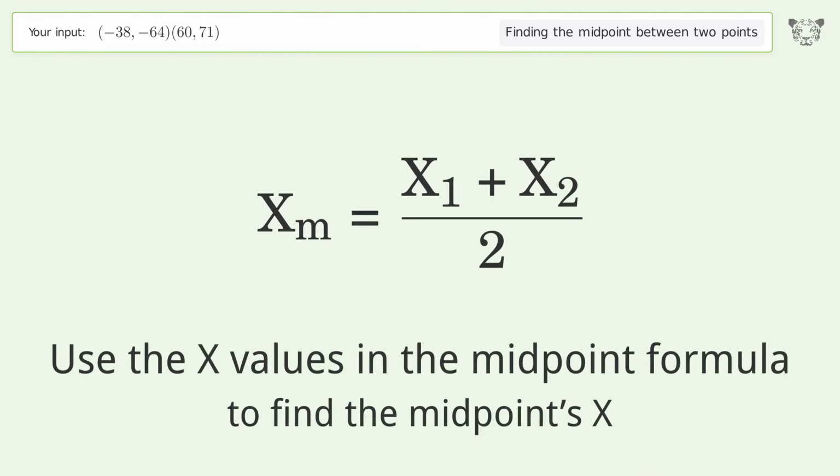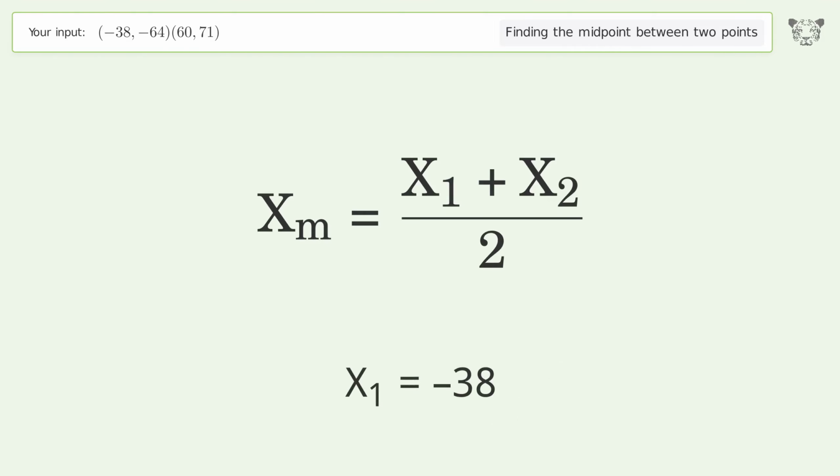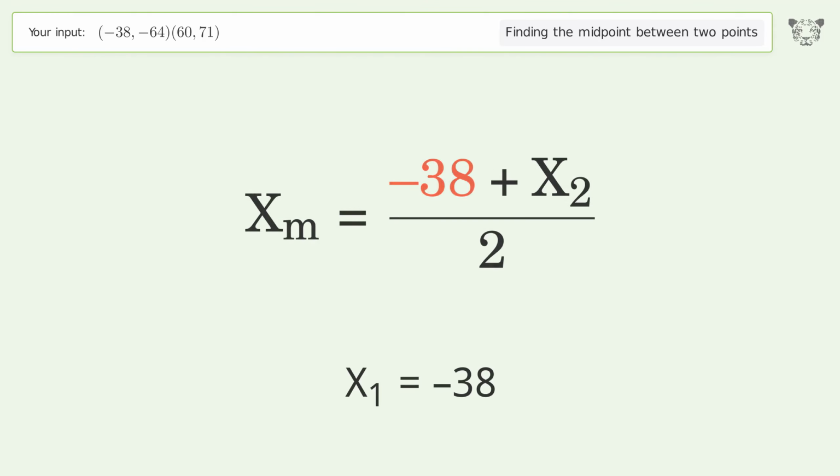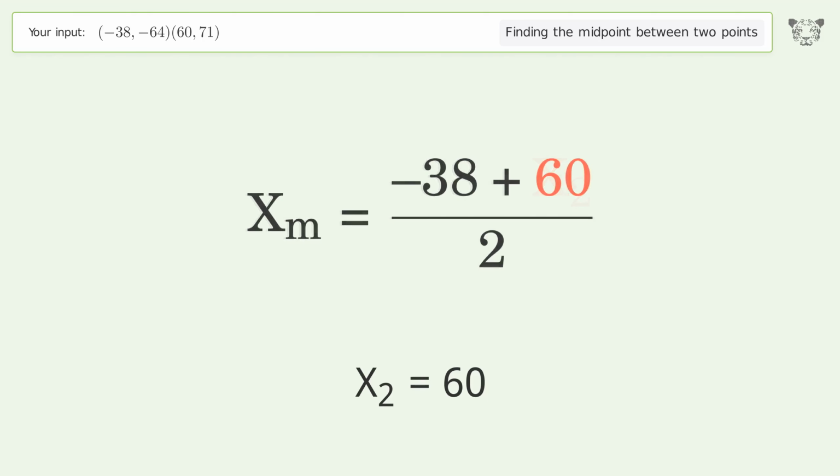Use the x values in the midpoint formula to find the midpoint's x. x1 equals negative 38. x2 equals 60. Simplify the arithmetic.